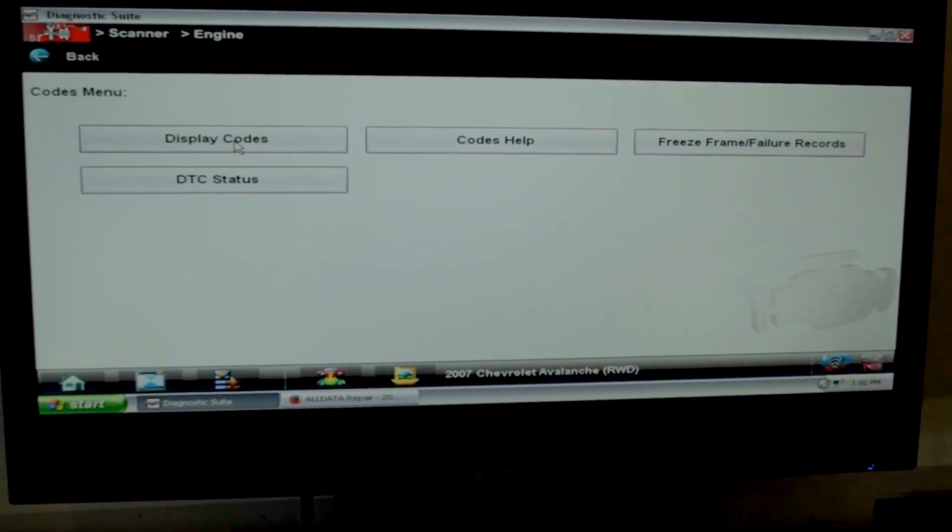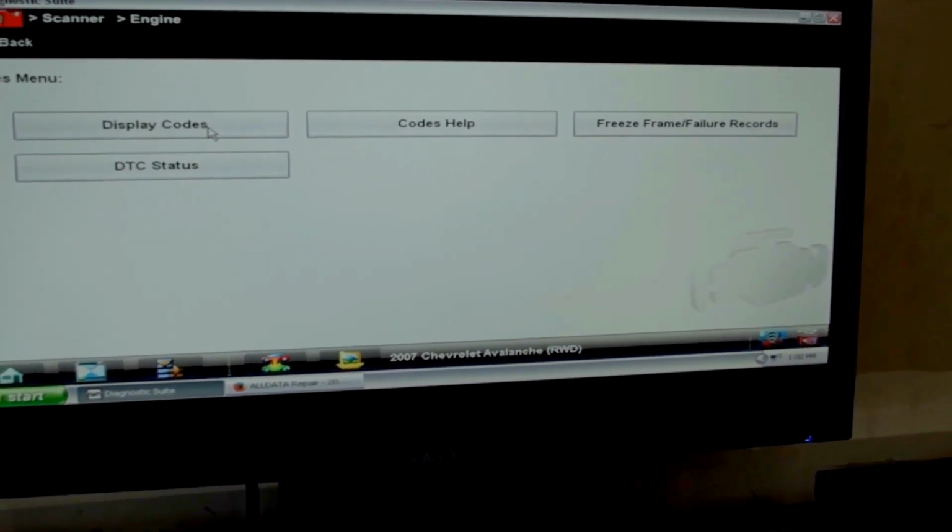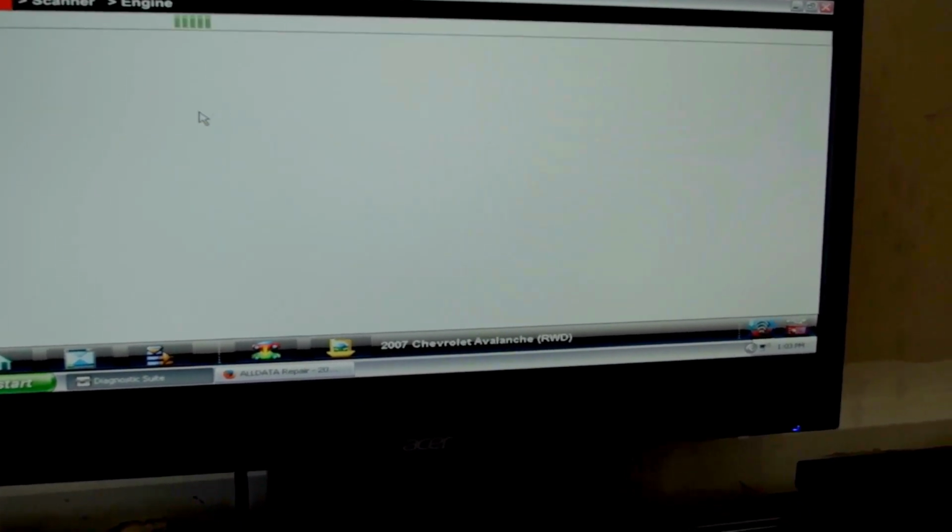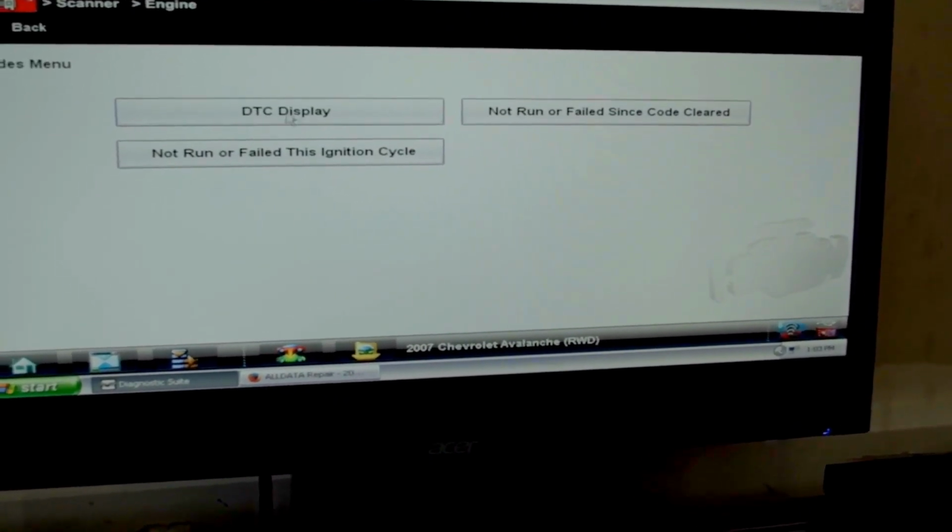So we're going to go to codes. Now we want to display codes. Makes fair, right? So why is my check engine light on? Let's look. Diagnostic, display.